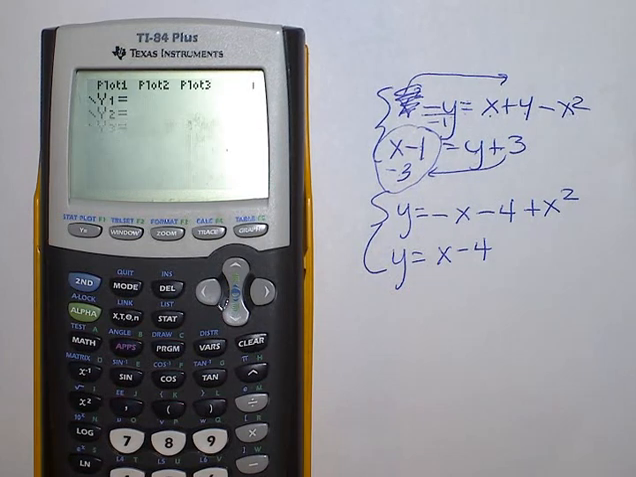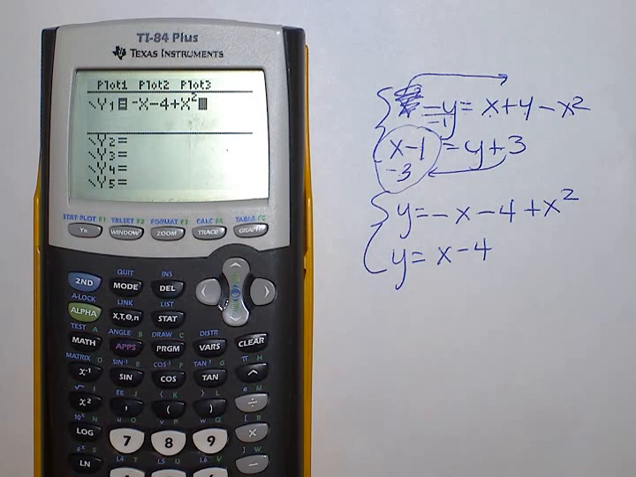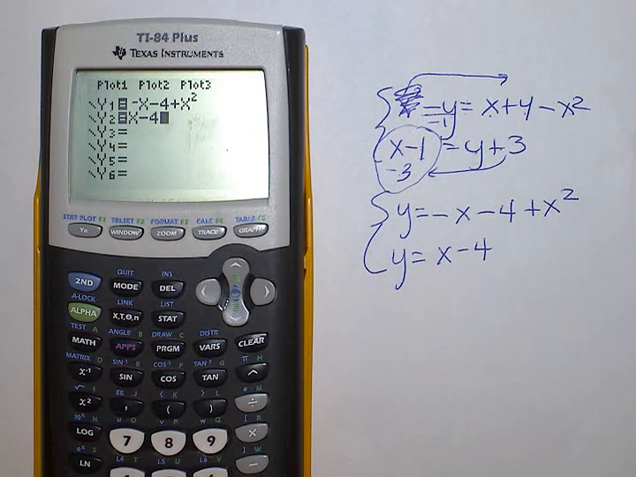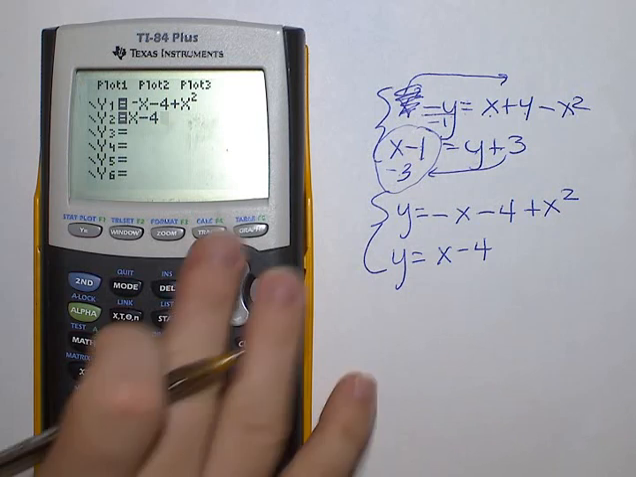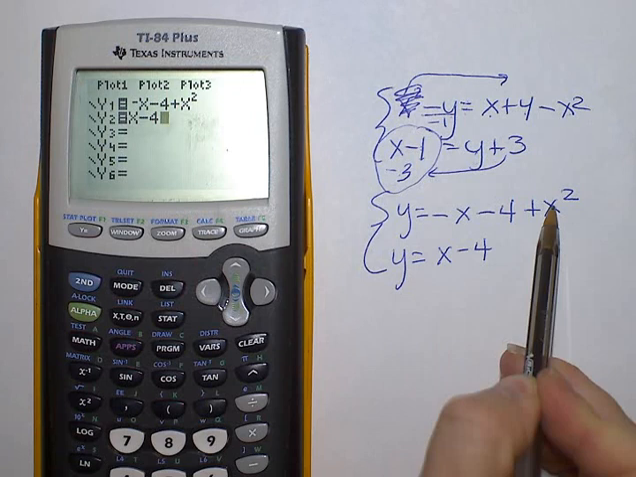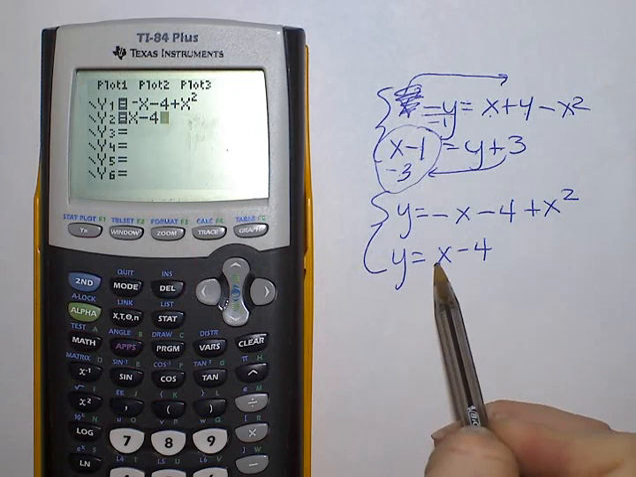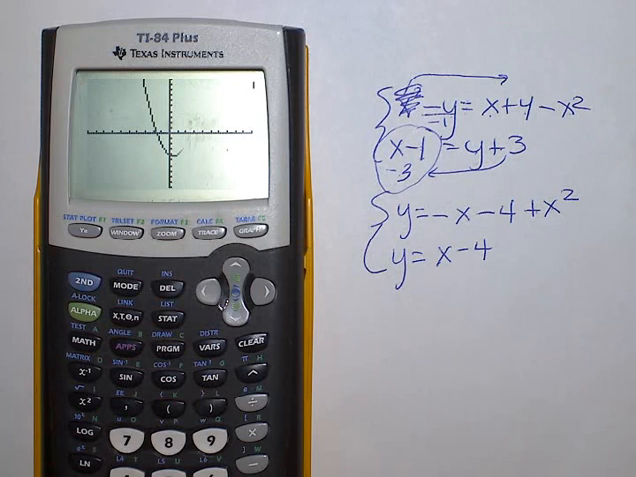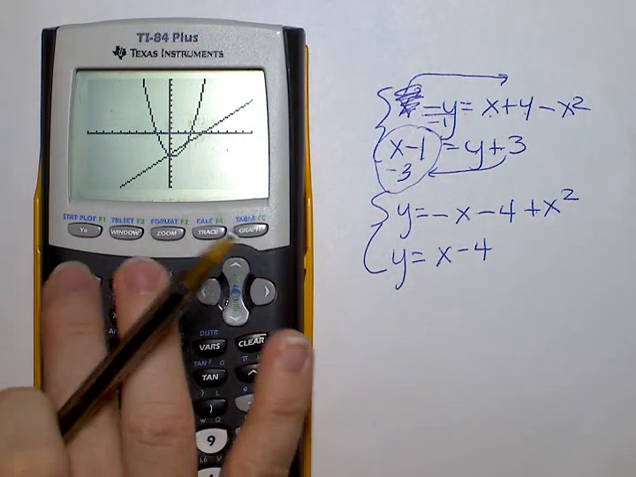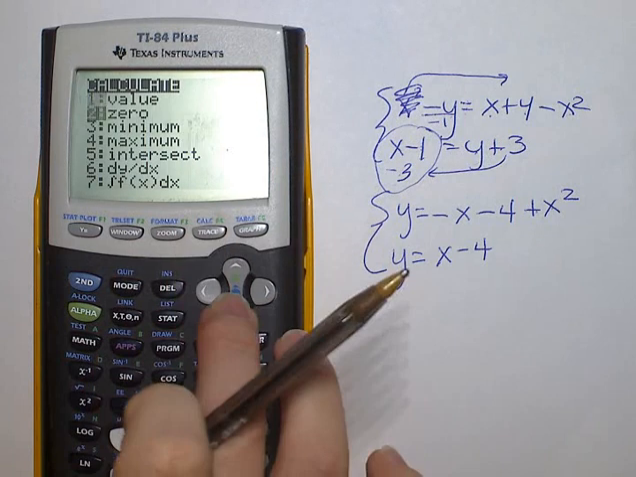Let's go up to y equals, and let's type in what we have. We have a negative x subtract 4 plus x squared. That's what the calculator will refer to as the first curve because it's the first equation entered. And second, we have an x subtract 4. So we have a parabola opening upwards, and we have a linear line with a positive slope. Can we see both of them? We can.